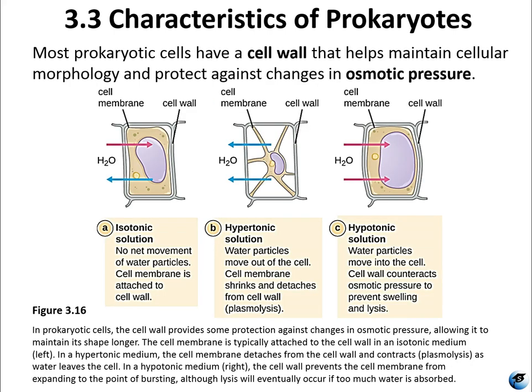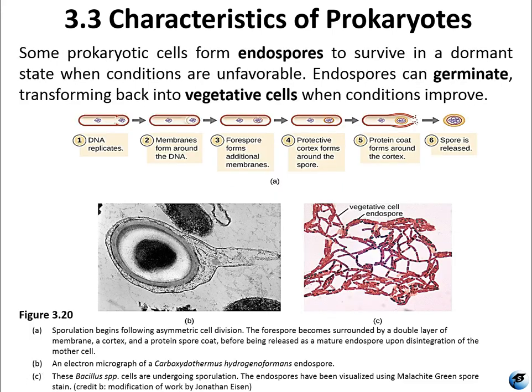Some prokaryotes have cell walls, and cell walls are really useful not only in maintaining the cell's structure, but also in protecting them from changes in osmotic pressure. And I will have you look through isotonic, hypertonic, hypotonic. That should be some review from maybe chemistry. Just have a look through that and familiarize yourself if you have forgotten. Equilibrium and things like that.